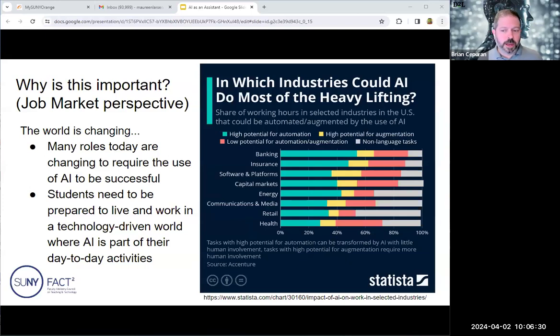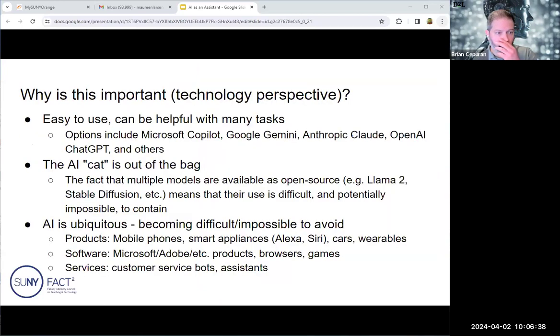We also wanted to share our thoughts on why this is important from a technology perspective as we move on to the next slide. We can see that one of the things that is true, and part of the reason why it's very anxiety inducing, is that there are tools out there that are very easy to use, and they can be very helpful for many different tasks, right?